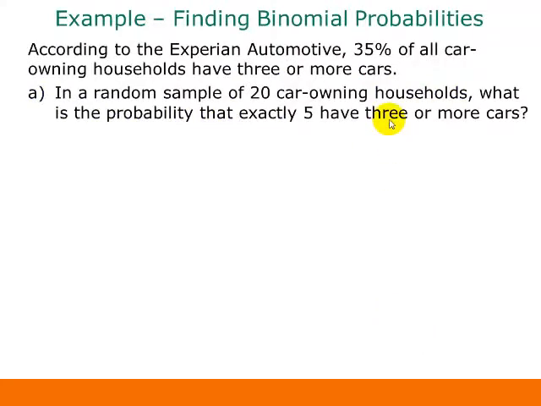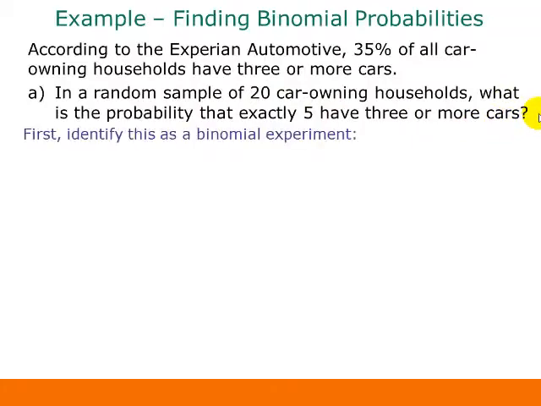Here's some examples. According to Experian Automotive, 35% of all car-owning households have 3 or more cars. So the first question is, in a random sample of 20 car-owning households, what is the probability that exactly 5 have 3 or more cars?